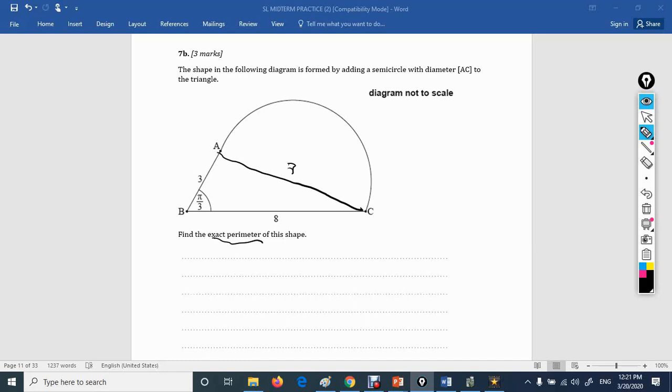Okay, so we know that a full circumference is diameter times pi. But this is half a circumference, so we're going to have to say diameter times pi divided by 2. In this case, the diameter is 7. So let's substitute D for 7.